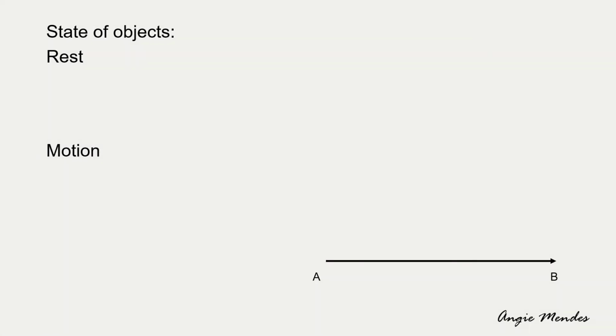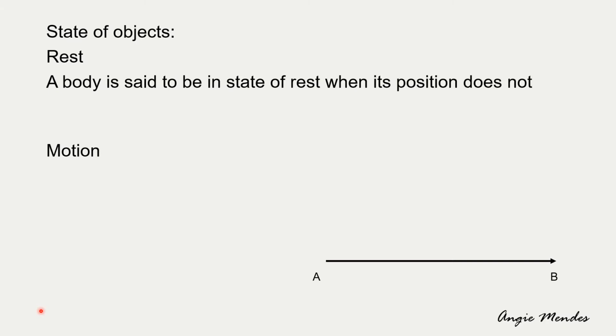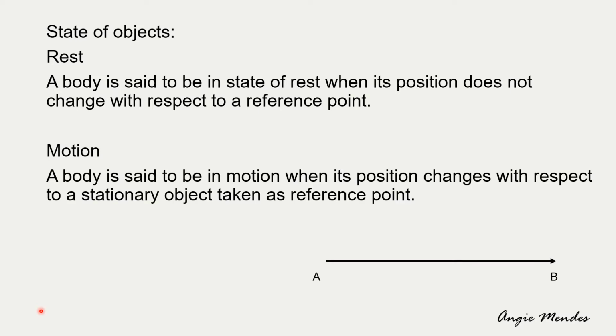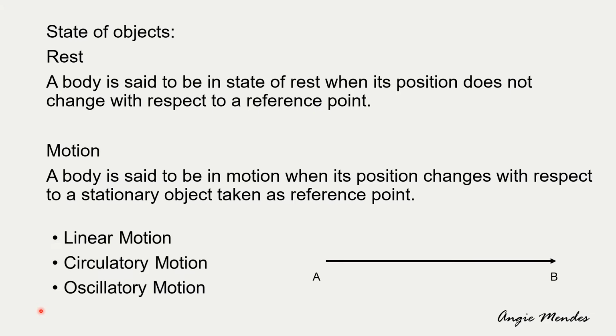With respect to the position of an object, the object can be said to be in a state of rest or in a state of motion. A body is said to be in a state of rest when its position does not change with respect to a reference point. And a body is said to be in motion when its position changes with respect to a stationary object taken as a reference point.